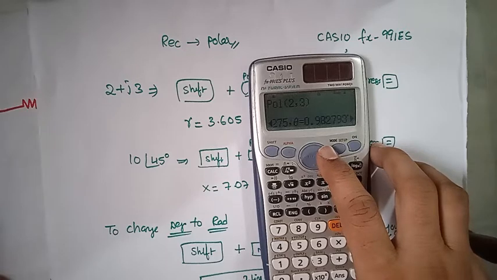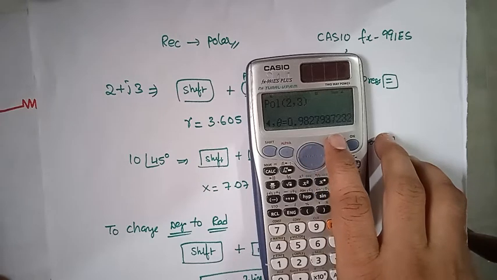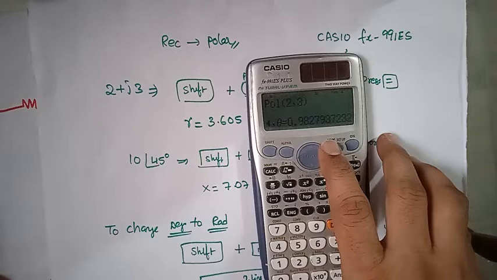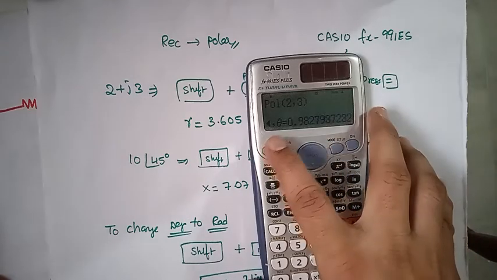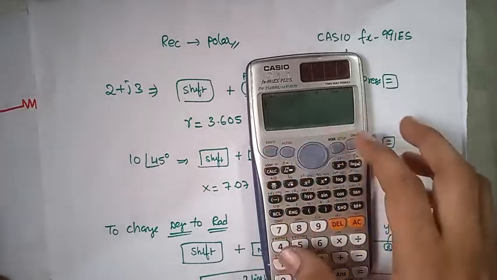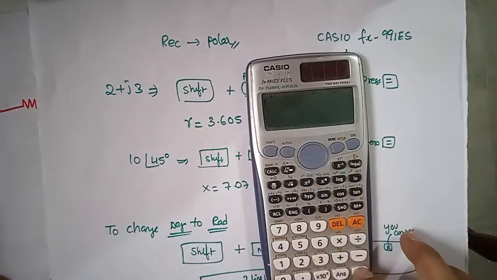radians. What is 1 radian? 180 degrees is equal to pi radians, so accordingly we will get the answer in radians. Sometimes in your calculator you may get the answer as theta equal to 0.9 because your calculator setting is in radians. So initially go for the Shift Mode operation, then keep it in degrees.